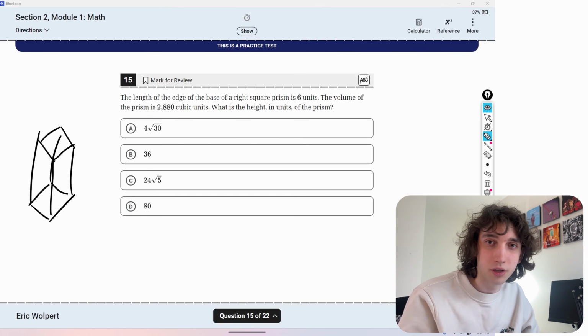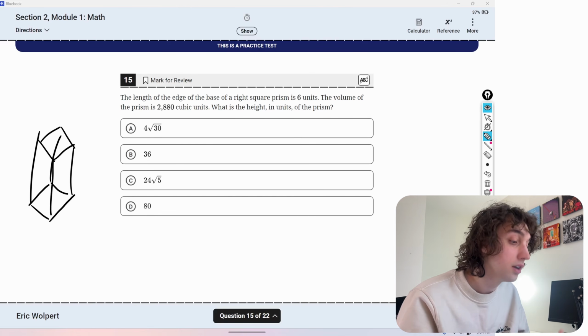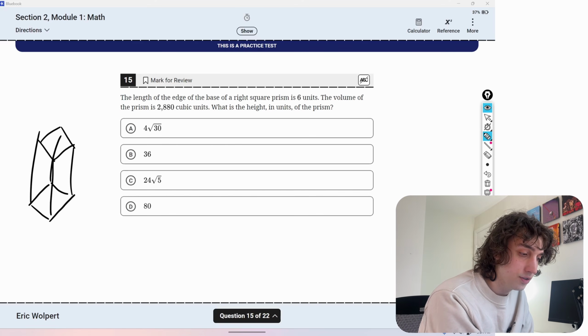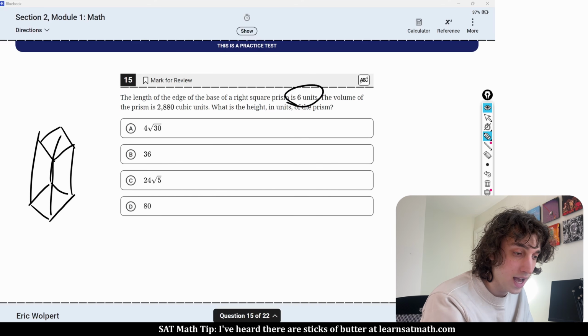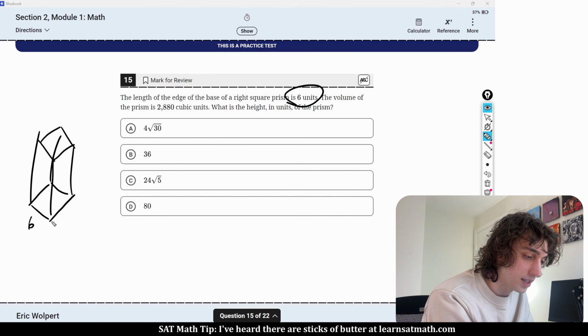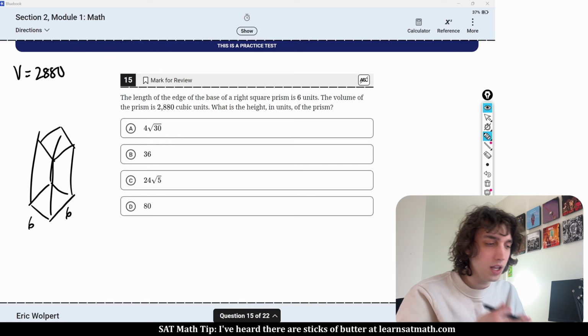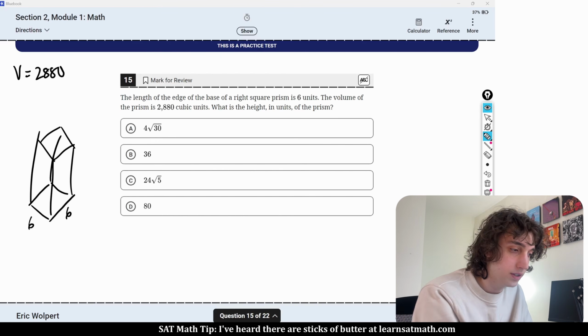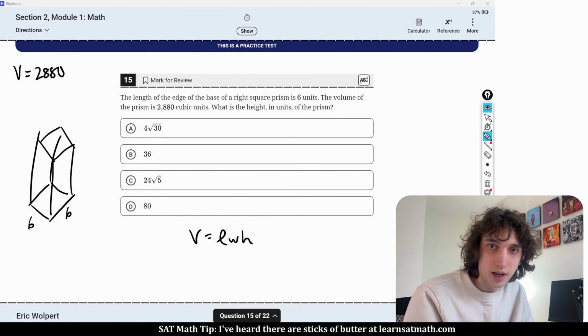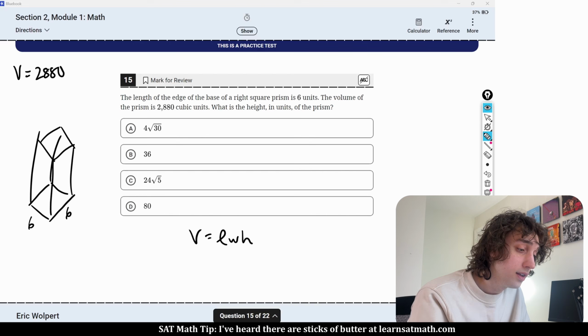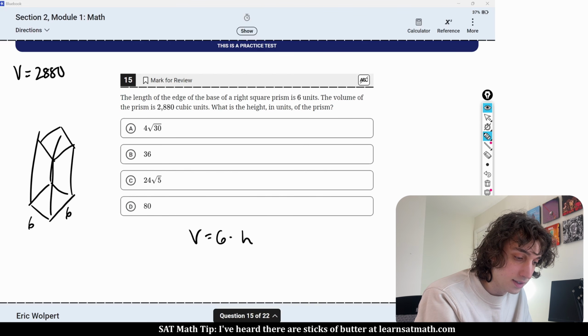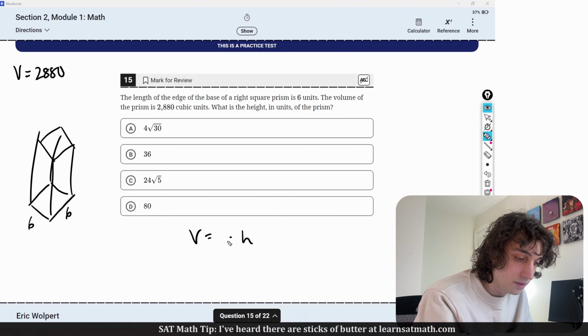We have a stick of butter, basically. We have a vertical stick of butter. We've got a square base, which means the edges are the same. And we're told that the edge of the base is 6 units, so that's this and this. These are both 6. And we know that the volume of a right square prism is the length times the width times the height. It's on your formula sheet if you forget. But in this case, the length and the width are the same, so we can just think of this as 6 times 6, or 36.